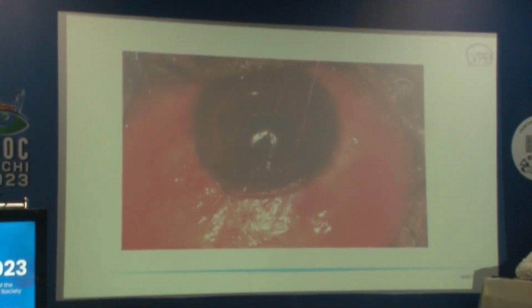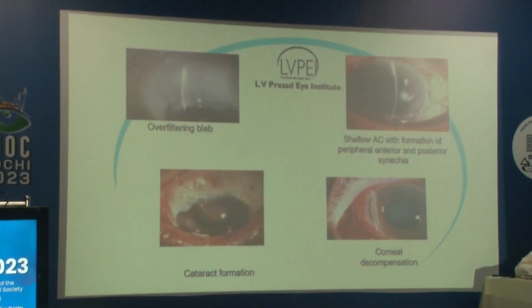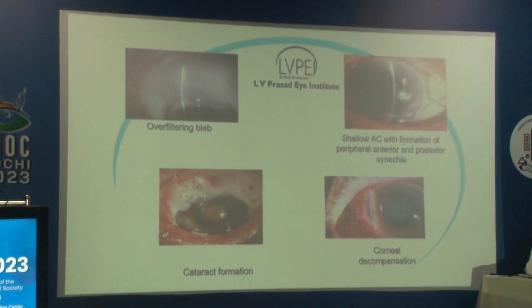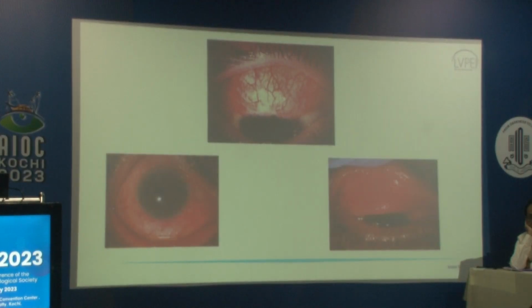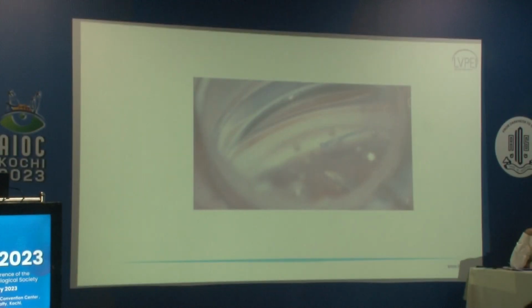So we all know that trabeculectomy is still the gold standard surgery for glaucoma. But of course, it is not free from complications. Like we can see here, there can be overfiltering blebs, shallow anterior chamber, which leads to cataract formation, corneal decompensation, or ultimately there may be bleb failure. And also we see many patients who have been on anti-glaucoma medications for many years, and this is the conjunctiva which they possess. So for that, we have gonioscopy-assisted transluminal trabeculotomy.